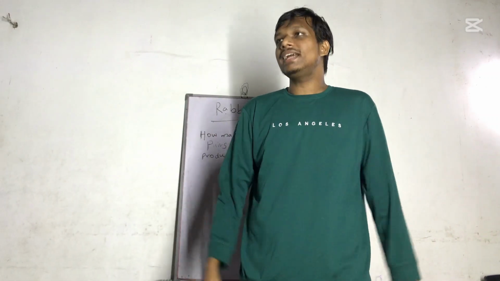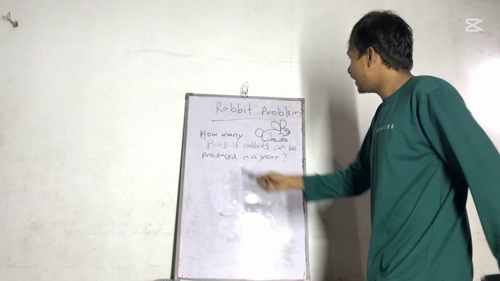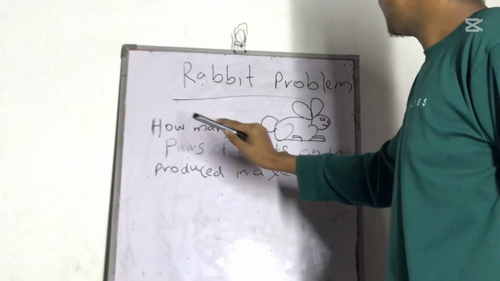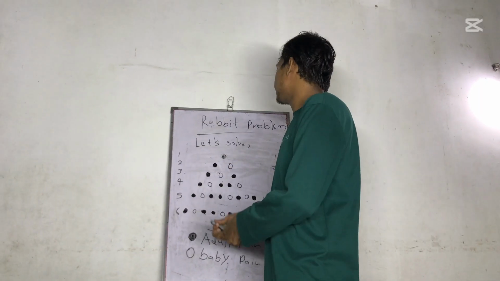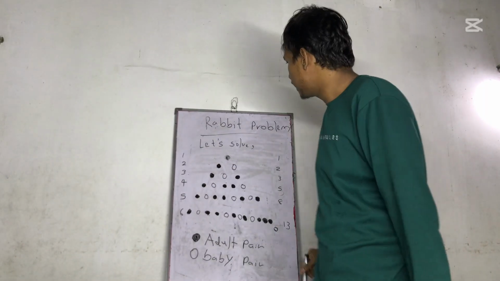A certain man put a pair of rabbits in a place surrounded on all sides by a wall. He had a problem: how many pairs of rabbits can be produced in a year? Now let's solve this problem.